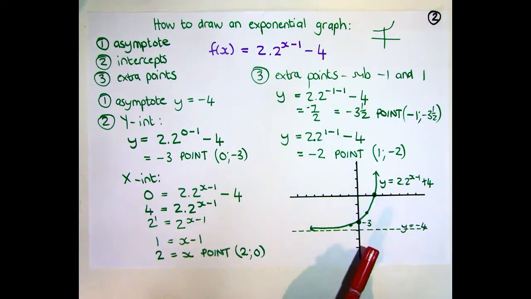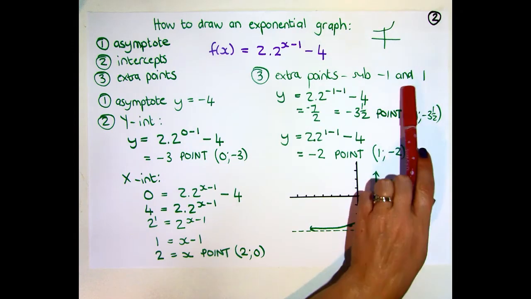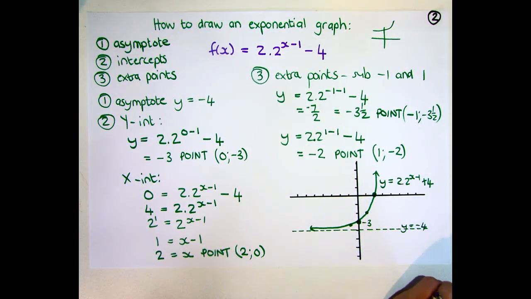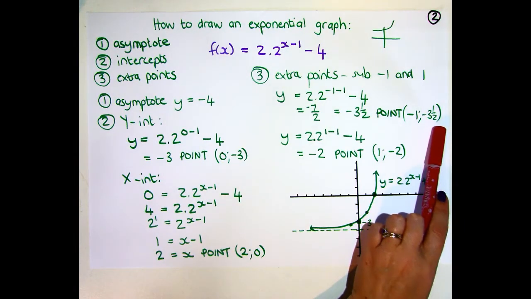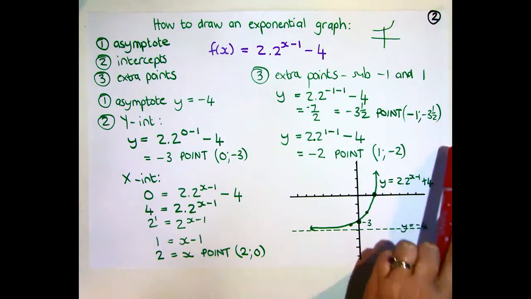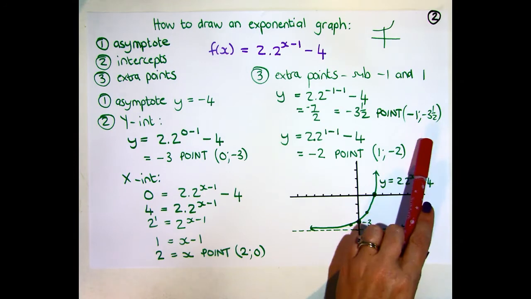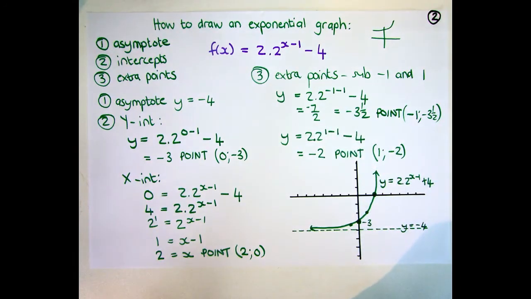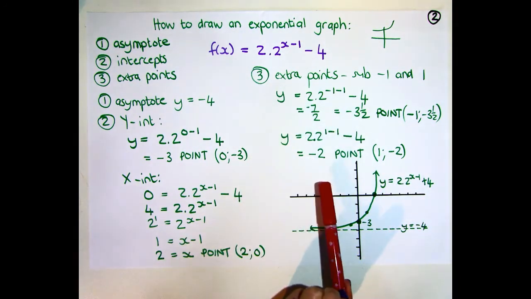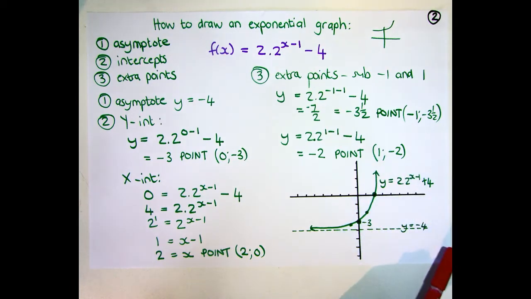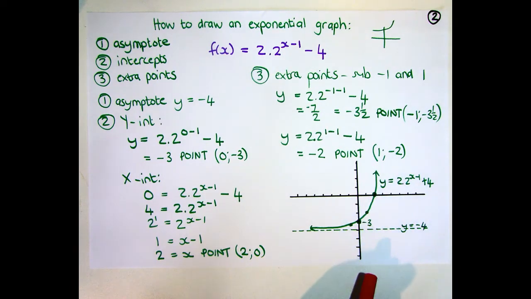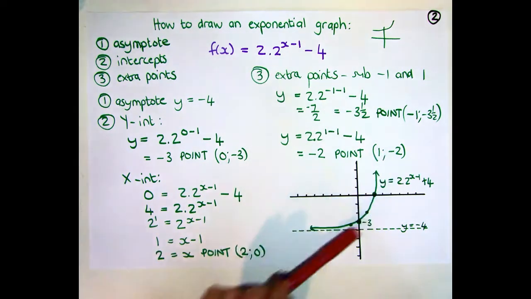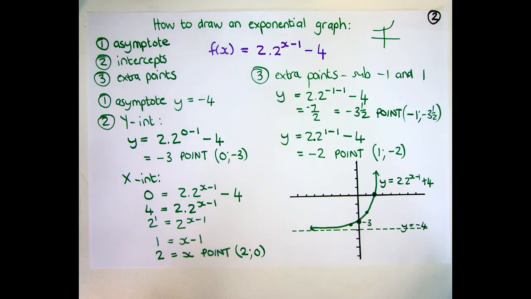For the extra points then, I've subbed in -1 and 1 for x and gotten out -3.5, which we must remember, if it's a fraction, to write as a mixed number, because that's much easier to plot than 7/2. For the other extra point, I got out 1 and -2, plotting all 4 of those and labeling the points as I go. And I must remember to join them in a curve without touching the asymptote.